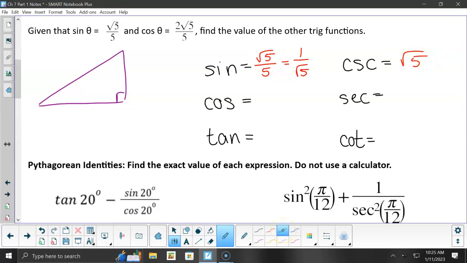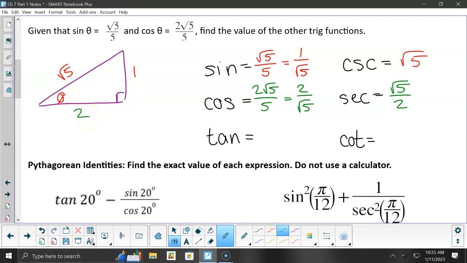All right. The cosine they gave me was 2 root 5 over 5. So unrationalized, that would be 2 over square root of 5. So flipped, square root of 5 over 2. Now that you know all this stuff, like sine, opposite is 1. Hypotenuse is square root of 5. Cosine, I've got 2 over square root of 5.